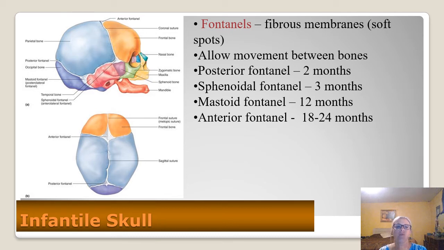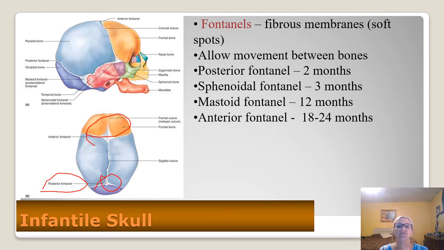There are 4 fontanelles. You have the posterior fontanelle right here, okay? And so it's going to be more back here. It's smaller. You don't notice it near as much as you do the anterior fontanelle. That one is the one that we're most familiar with. It doesn't close from 1.5 years to almost 2 years. That posterior closes up right away, 2 months.